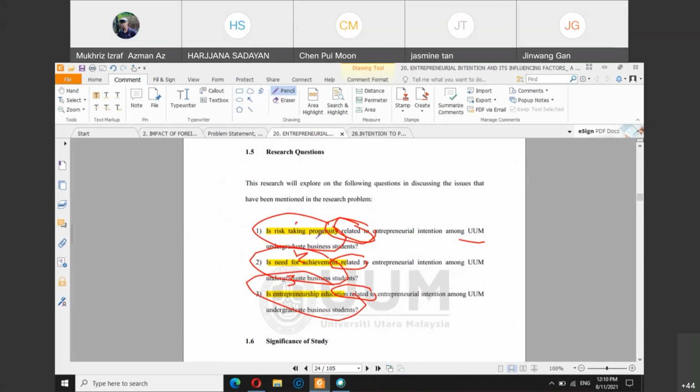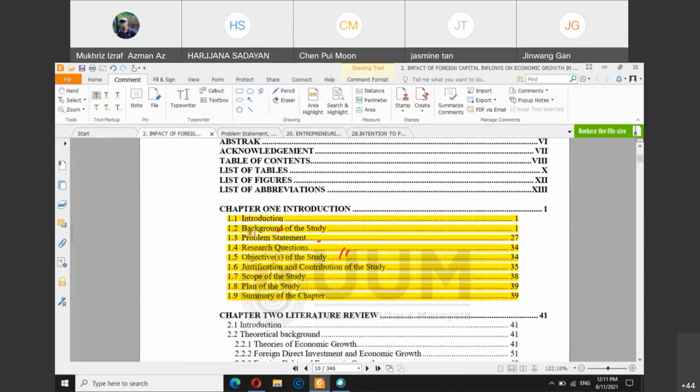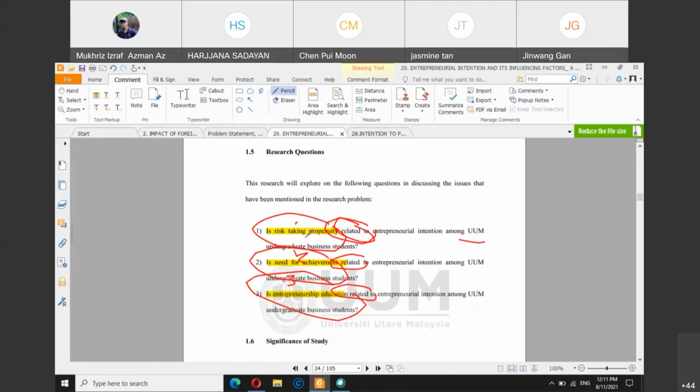These 3 factors must be mentioned somewhere before, and the best place to mention these 3 factors is in the background of the study, i.e. in your introduction, I mean 1.2. In the background of the study, you must mention somewhere along your background about these 3 factors that are related to the entrepreneurial intention.